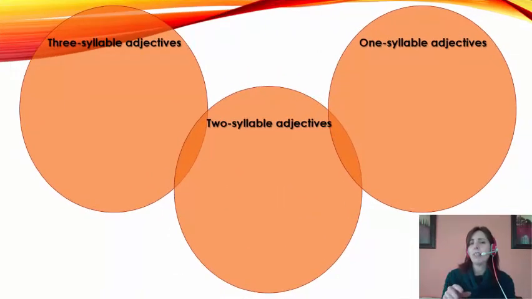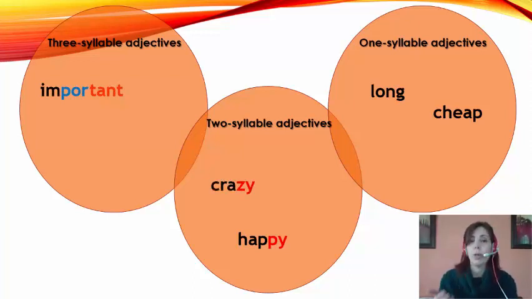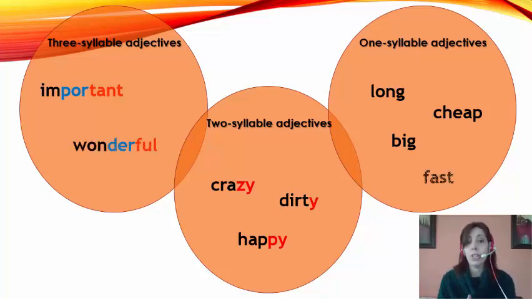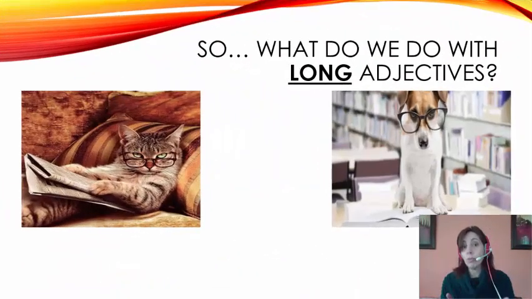So let's see a little bit of examples of one, two, or three-syllable adjectives. Long. Happy, two syllables. Cheap. Important. Crazy. Big. Dirty. Wonderful. Catch it? Not difficult. Why is this important? Because we have two different rules. If adjectives are long, we have one rule. And if they are short, we have another one.